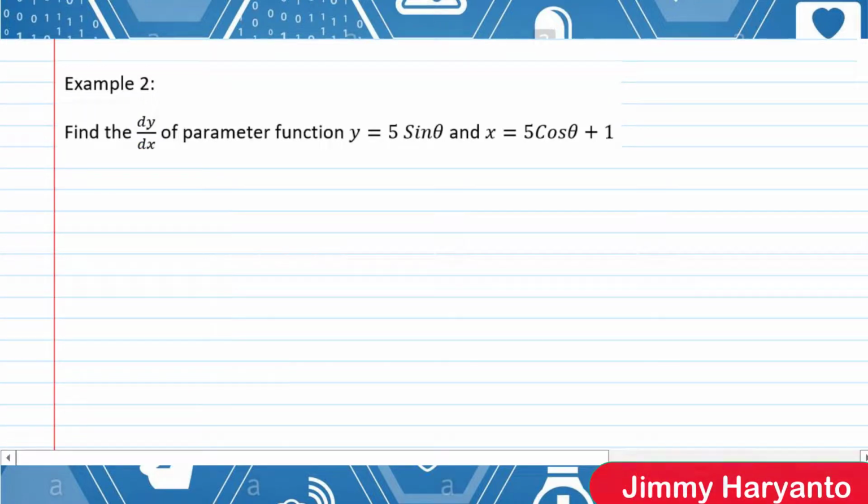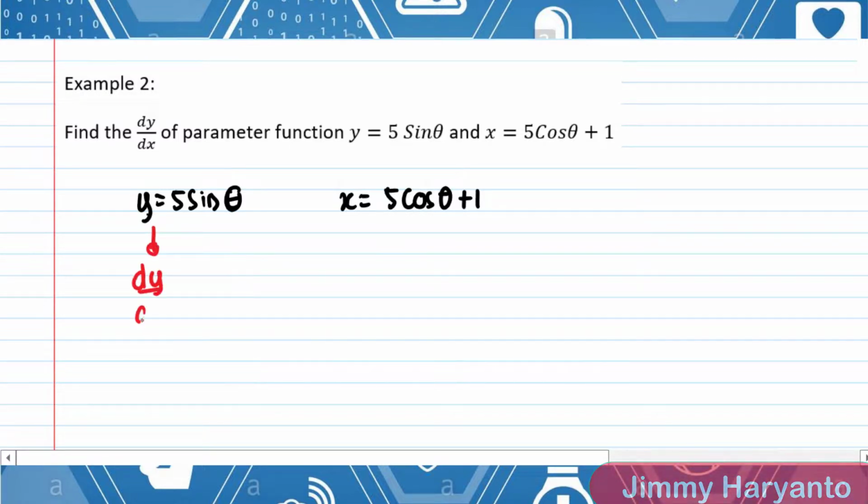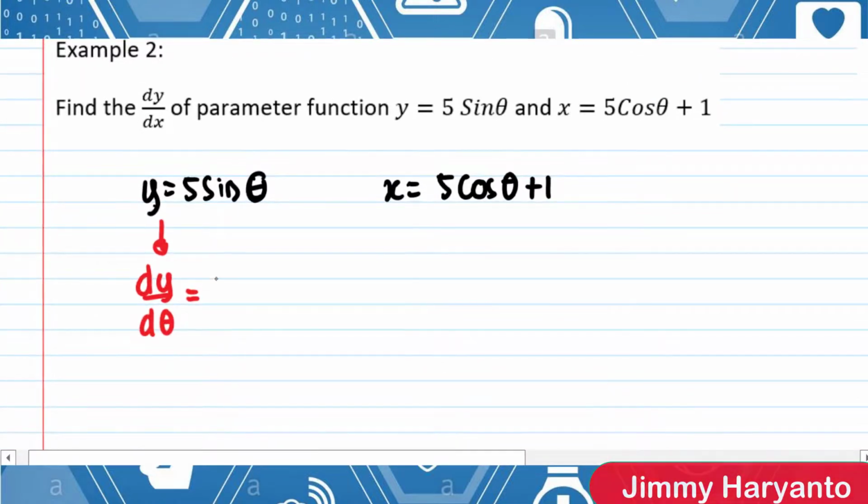Next, example 2. For example 2, we have y equals to 5 sine x. Sorry, not x, yeah, 5 sine theta. Okay, and then for the next one is x equals to 5 cos theta plus 1. Okay, so for this one, we can find the differentiation with respect of theta. Dy over d theta equals to 5 times cos theta. For this one, we have to find dx over d theta.